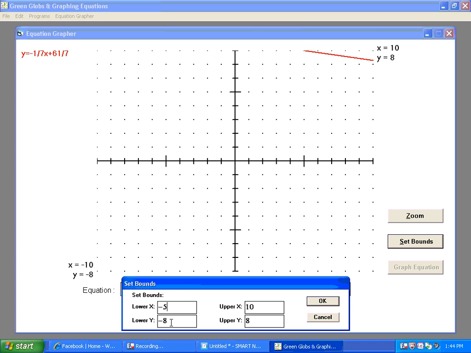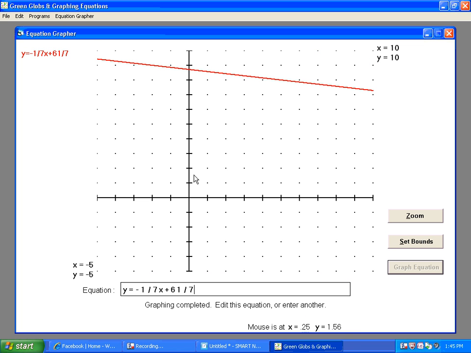Negative 5. And let's make this, that's fine where it's at. Negative 5. And I'll go 10 there. Okay, boom. So there's my line.